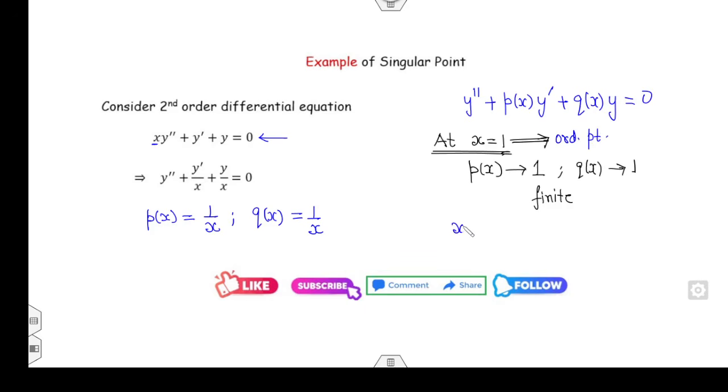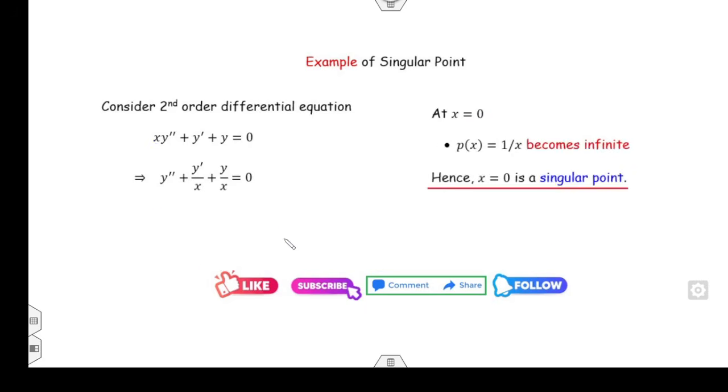But if you want to check at the point x equals 0, तो p(x) कितना हो जाएगा? p(x) will go to infinity. तो जैसे ही infinity गया, that means the function is not analytic at the point x equals 0. Therefore, x equals 0 is my singular point.